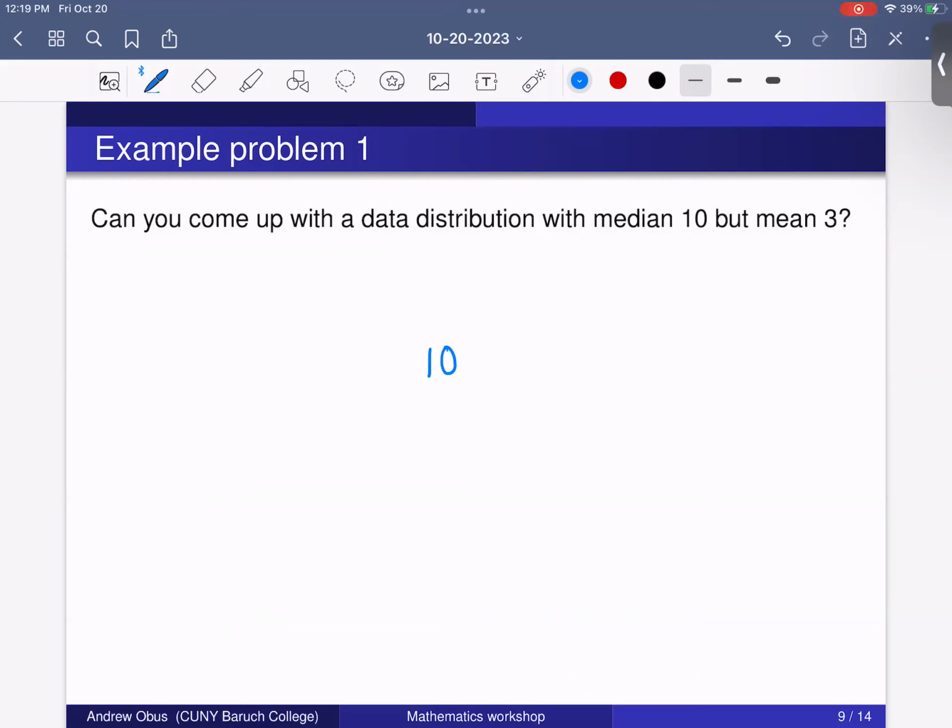Okay. So now if we want the mean to be 3, we're going to have to somehow add some more data, right? Because if the only entry I have is 10, then the mean is going to be 10 and the median is also going to be 10. Okay. So what could I do if I wanted to throw in some more data that would result in the mean being 3? What's maybe an idea for where to start?